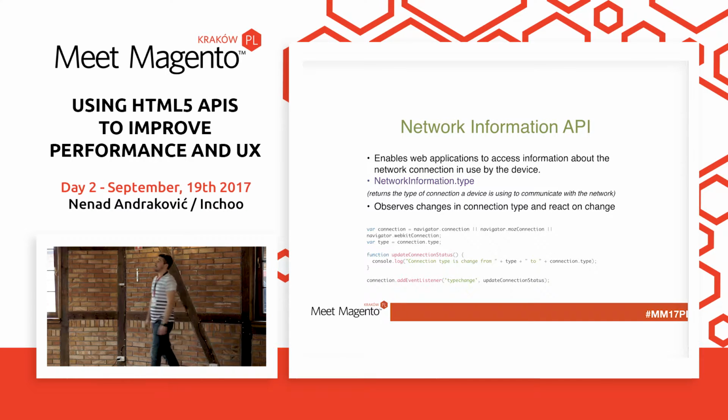What is good with this API is that you can observe the changes. So you can track whether he switched from Wi-Fi to 4G, 3G, whatever. You can then serve him different content for the given situation.